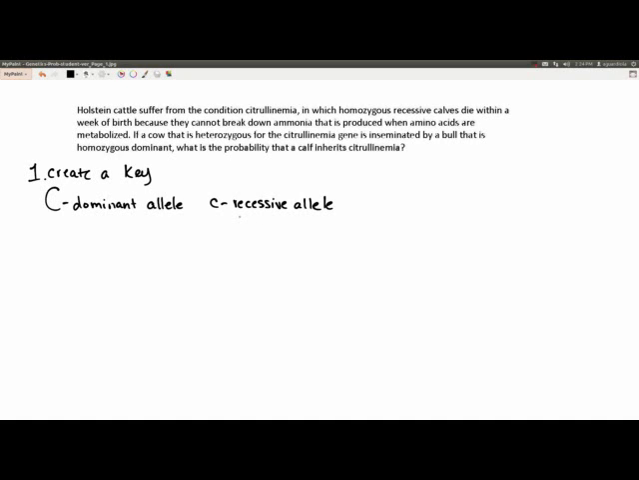All right, the next thing we want to do is summarize the information in the problem. We'll start here in the first sentence. It tells us that cattle that suffer from citrullinemia are homozygous recessive calves. You know that if you have two recessive alleles, that particular calf will suffer from citrullinemia.